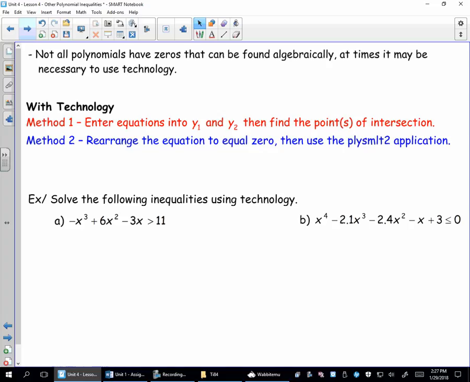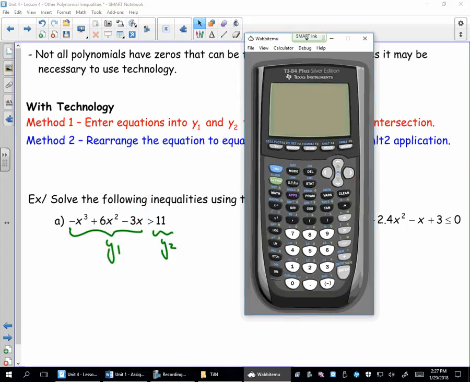Okay, method 1, we'll try on the first example here. We're going to use the equations and POI. Take a look at this first example here. I'm going to solve this using technology. Put this into y1, and this into y2. I'm going to think of it as two distinct separate functions. So on our graphing calculators, we'll turn it on, clear our memory: second plus 7, 1, 2. Make sure nothing else is in there.